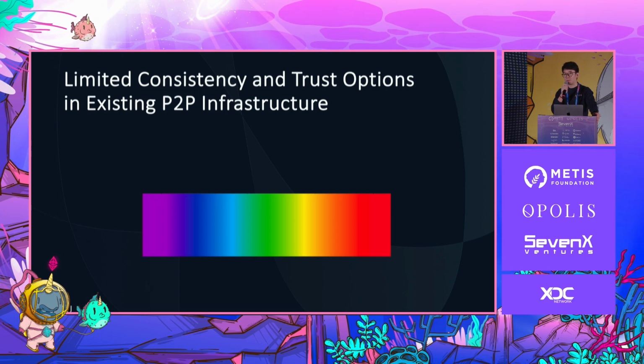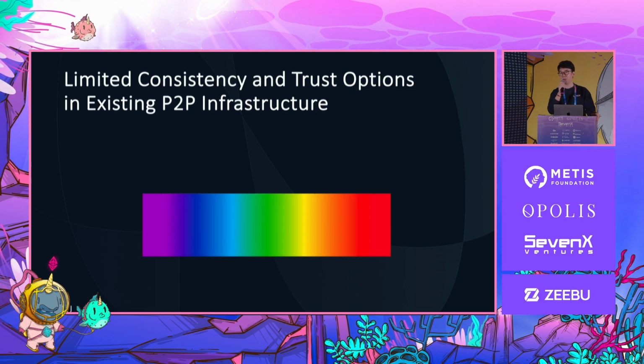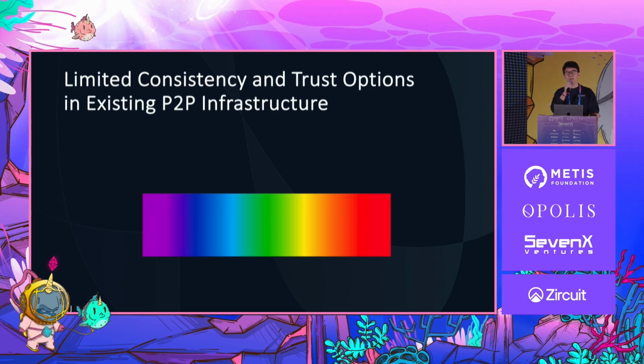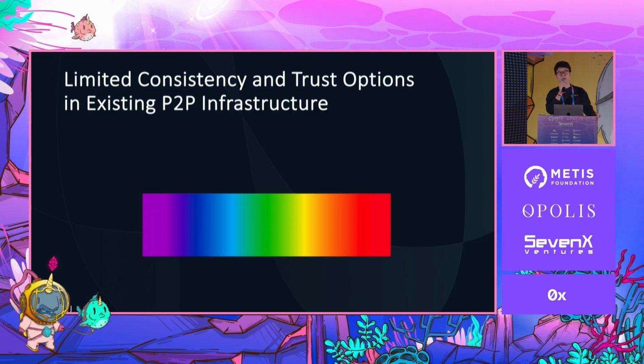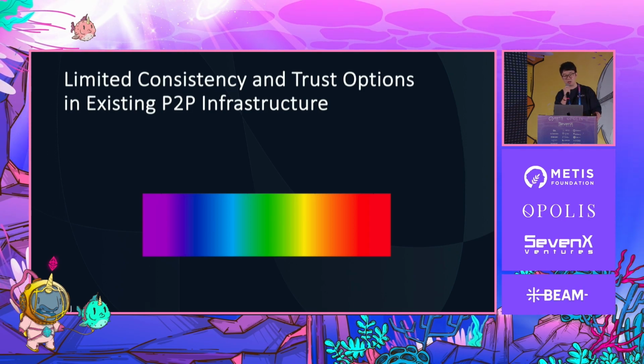All right. So let me first start with, I guess all of you here are developers in the Web3 space. So you have been developing or using large-scale peer-to-peer infrastructures. But so far, there is a very limited number of options in terms of the kind of consistency or security you get from this infrastructure. Here I gave you a graphical illustration of a spectrum of consistency levels, or the kind of trust you get from these infrastructures.